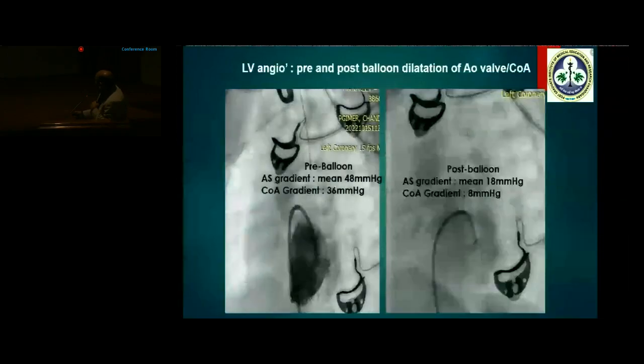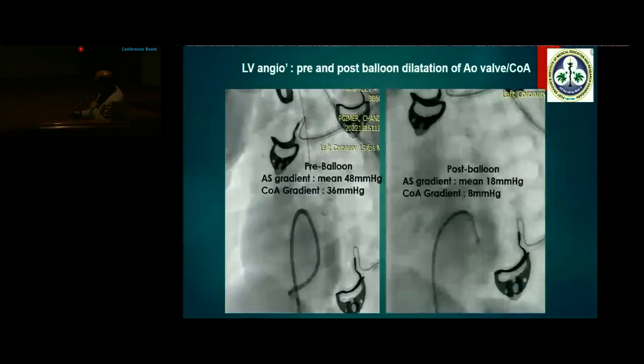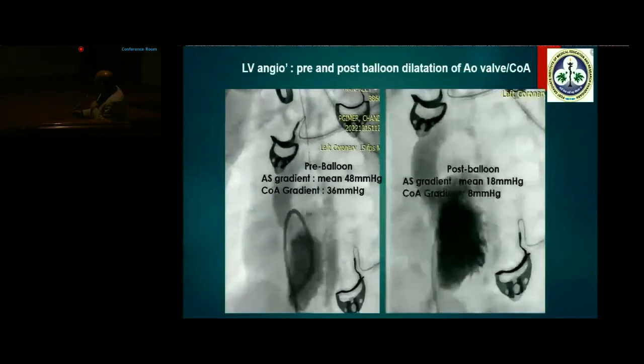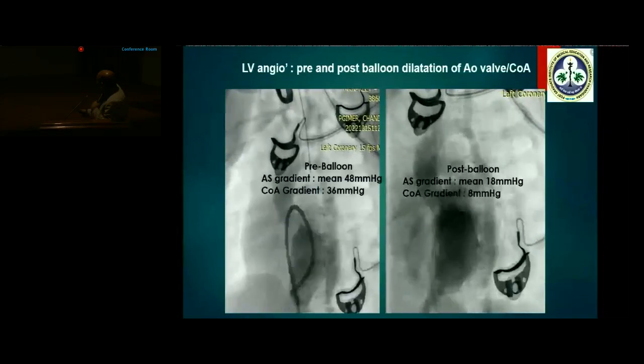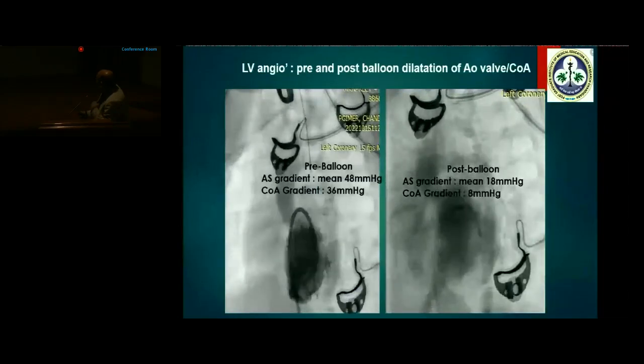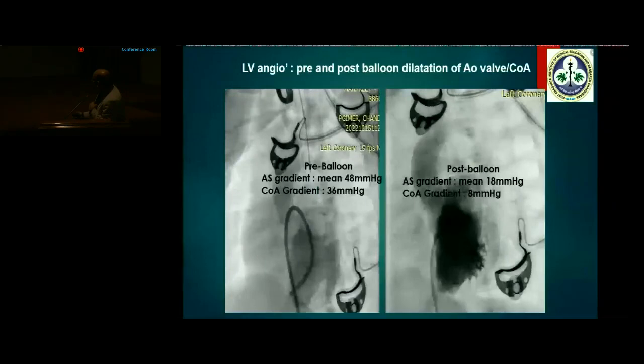So the gradient, which was a mean gradient of 48, coarctation peak gradient of 36, reduced to coarctation mean peak gradient of 8 and AS mean gradient of 18. For me, it was a very good result.